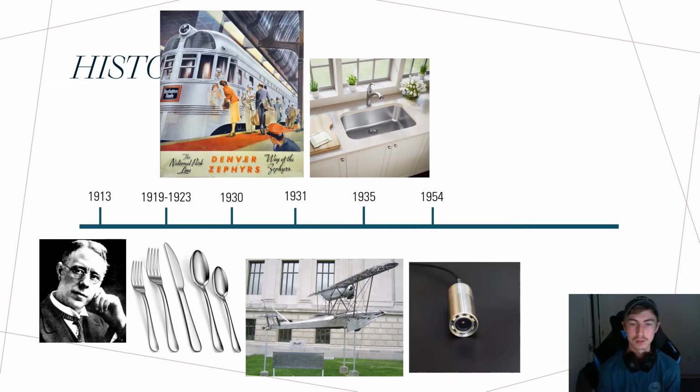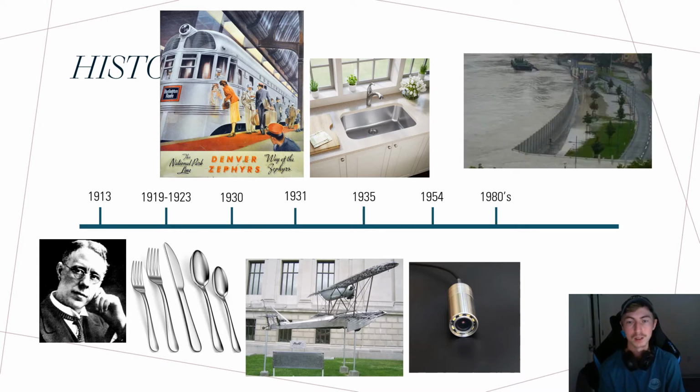And then in 1954, we had the first underwater camera that was surrounded by stainless steel. And in the 1980s, this is a picture of the River Thames. We were using stainless steel as a form of a barrier to prevent flooding from causing damage to the city. And then today, or the 2020s, we are still using stainless steel for all the previous things mentioned, but now we're also adding it more into the automotive industry along with architecture.